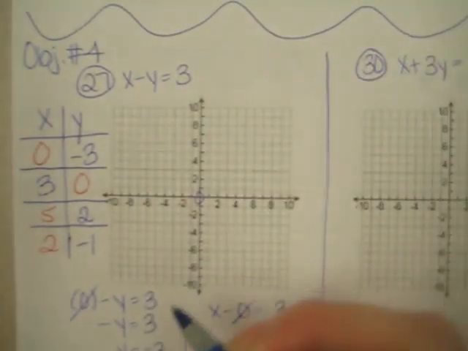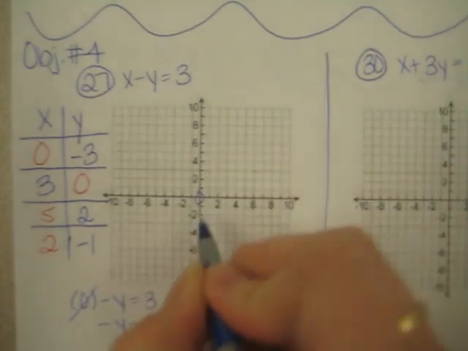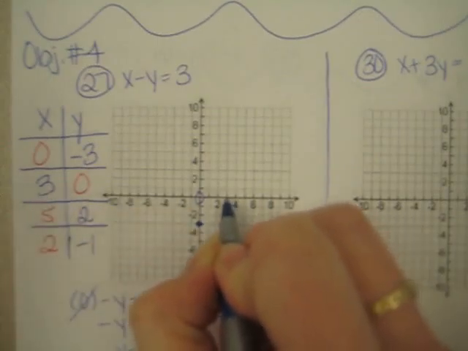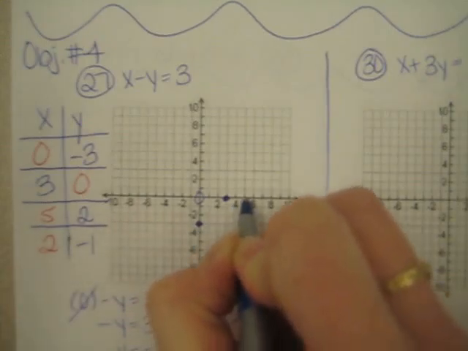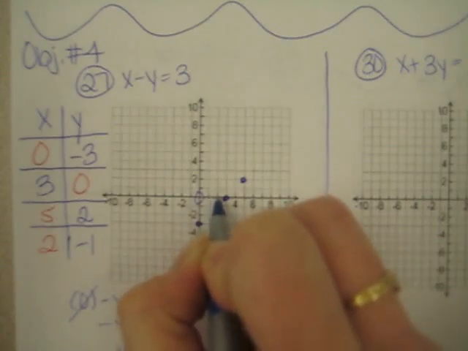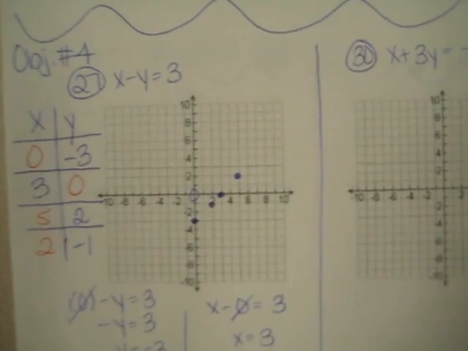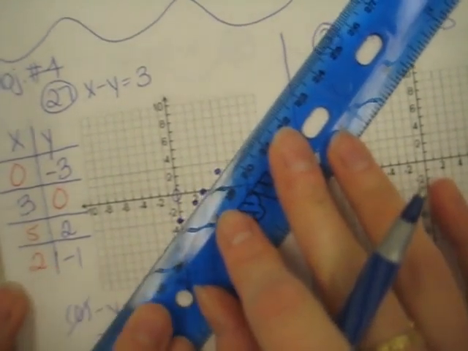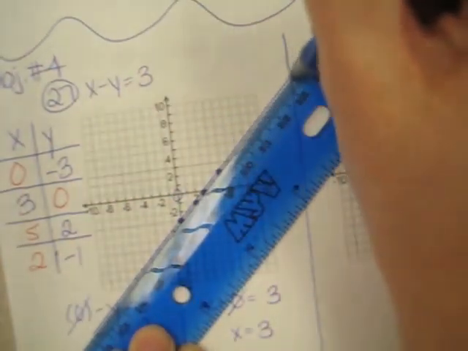So here's my origin. So x equals 0, so I don't move. Y equals negative 3. Now I have x equals 3, y equals 0. X equals 5, y equals 2. And x equals 2, y equals negative 1. So there are my 4 points. Now I take my straight edge, and I want to connect them in a straight line.